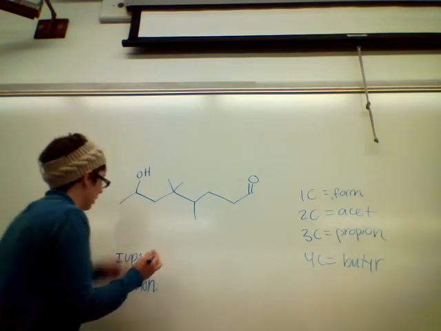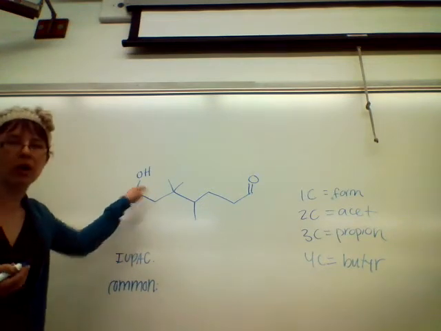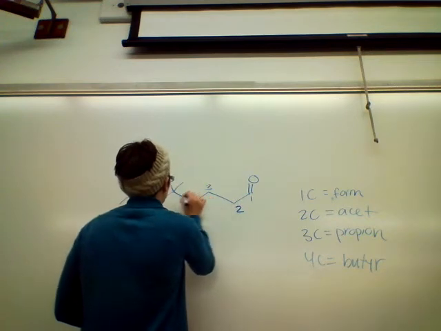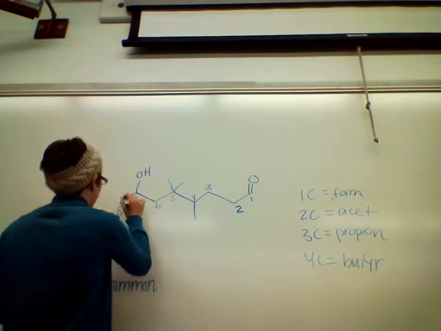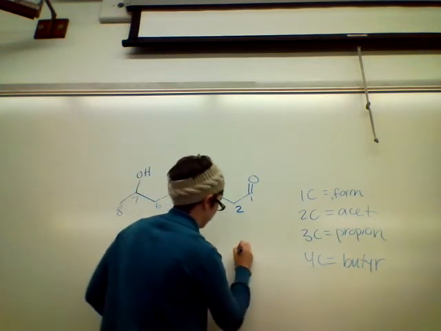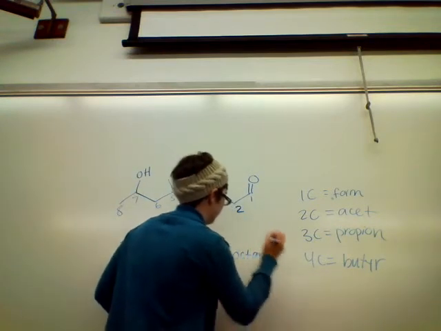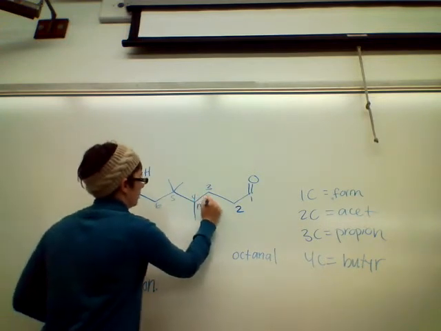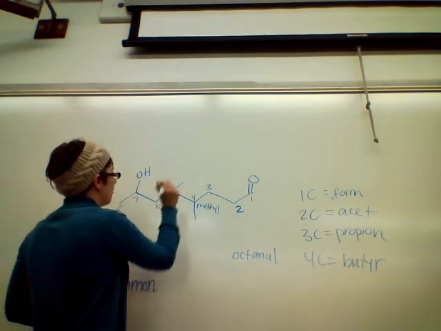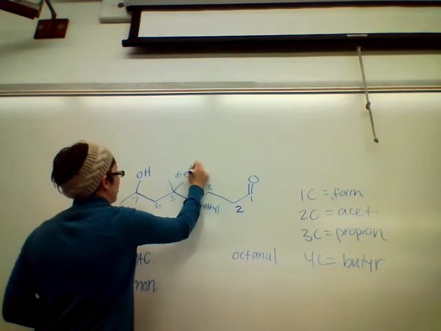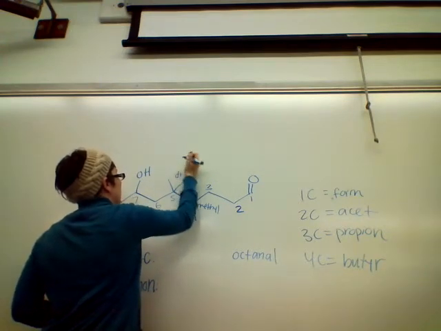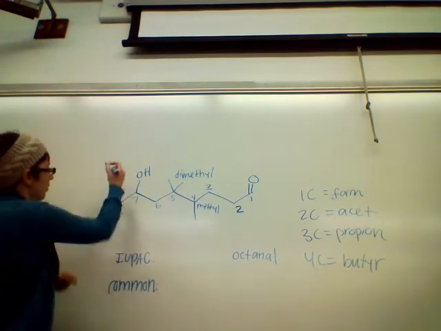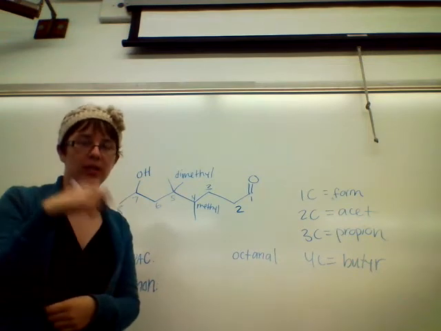Let's see how many carbons there are. We see an OH, and we're like, oh dude, that's an alcohol. Nah, bro. Aldehydes get a higher priority. So this is 1, 2, 3, 4, 5, 6, 7, 8. So the ending would be octanal. On carbon 4, there's a methyl. On carbon 5, there's a dimethyl. And then carbon 7, if an OH is a substituent, it's called hydroxy.